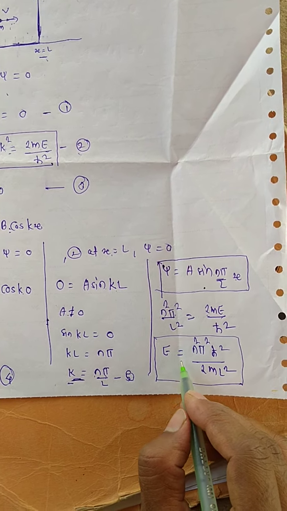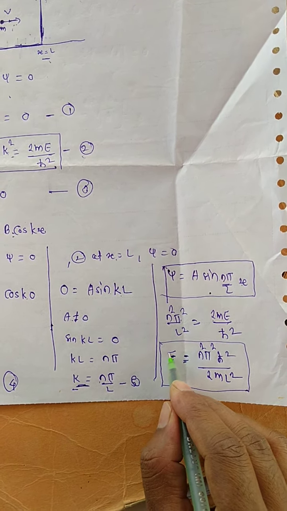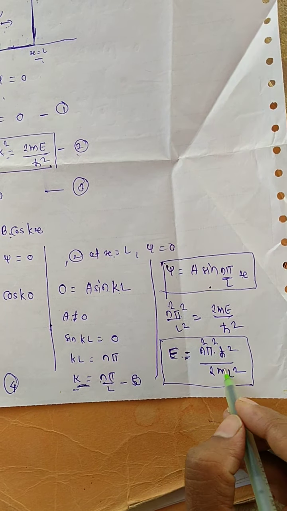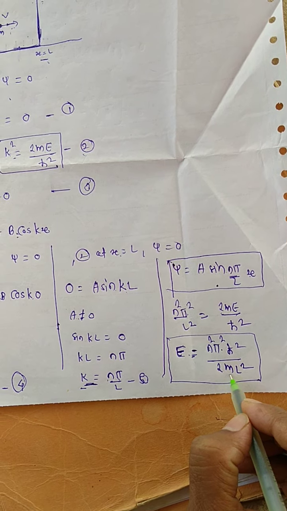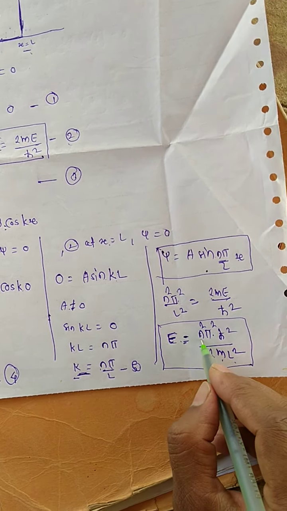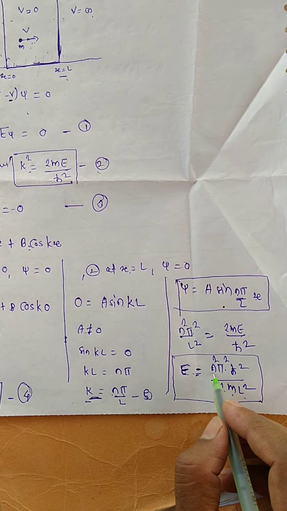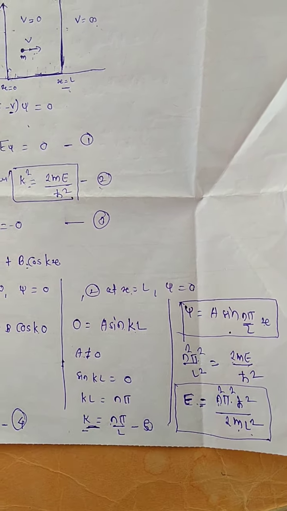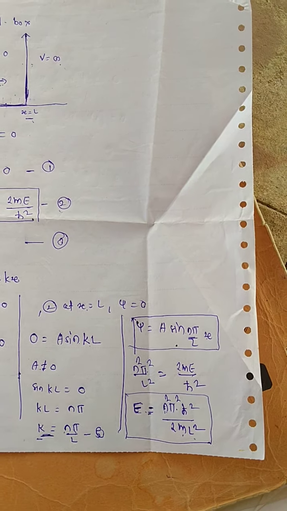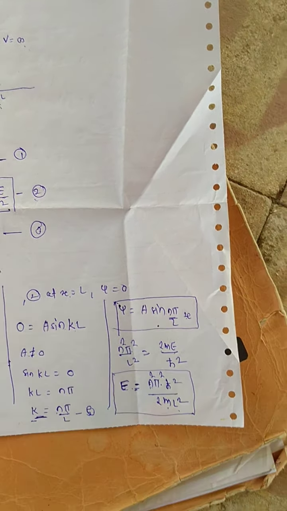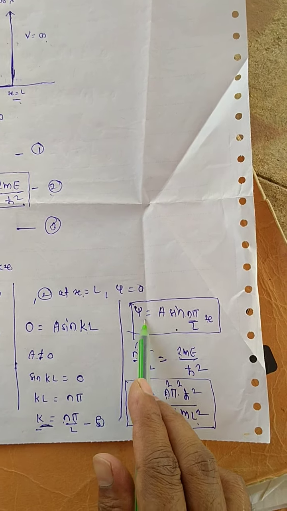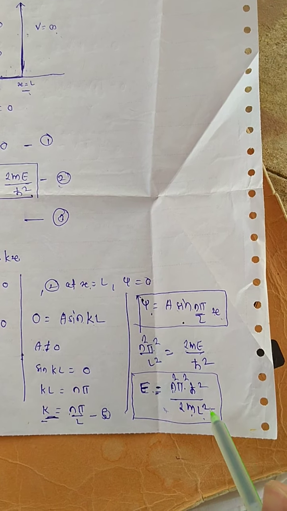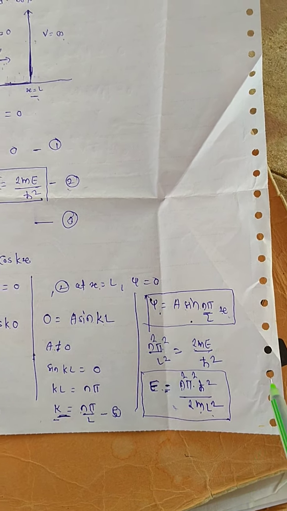The problem will be asked on this equation for 4 marks. E is the total energy of the particle, n square pi square h cross square upon 2mL square. m is the mass of the particle, L is the width of the box, and n is the energy level: n equal to 1 is ground state, n equal to 2 first excited state, and n equal to 3 second excited state. So the wave function is a sin (n pi by L) x, and E is n square pi square h cross square upon 2mL square.